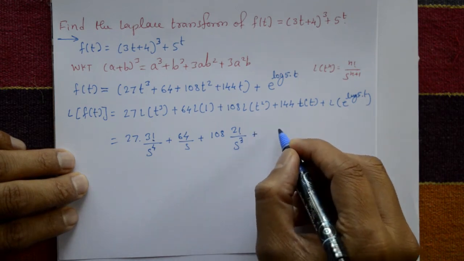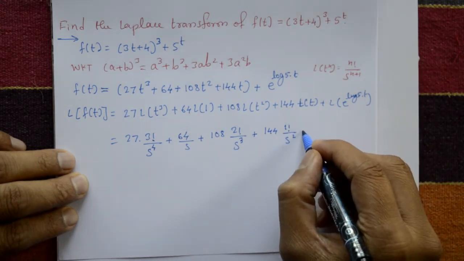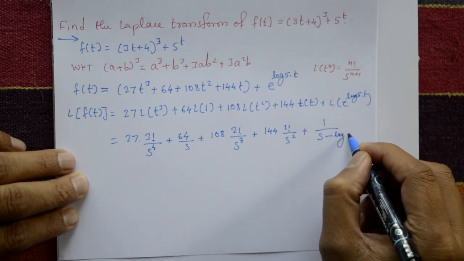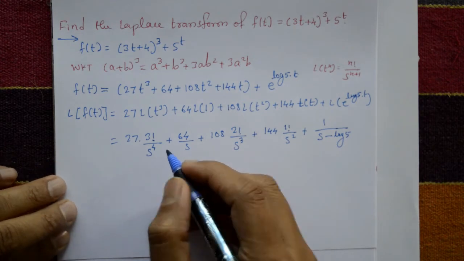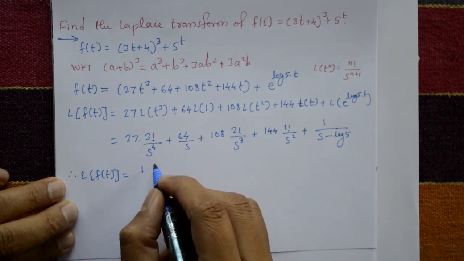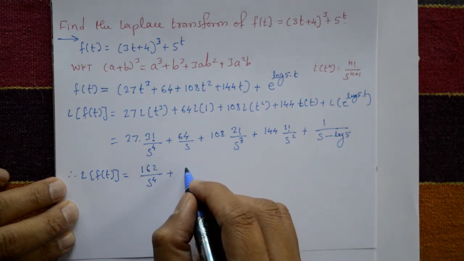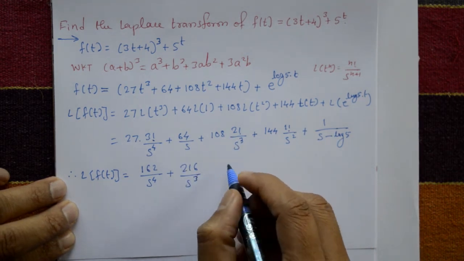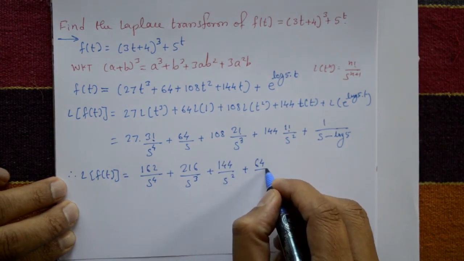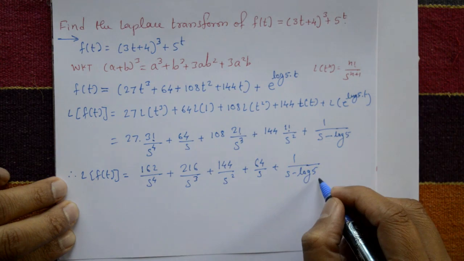Okay, now 144 Laplace of t is 1 factorial upon s square, plus e raised to at means 1 upon s minus a, where a means log 5. Now therefore Laplace of f of t is equal to 162 divided by s raised to 4, I'll write it order wise, then 216 by s cube, plus 144 by s square, plus 64 by s, plus 1 upon s minus log 5. Now this is the required solution.